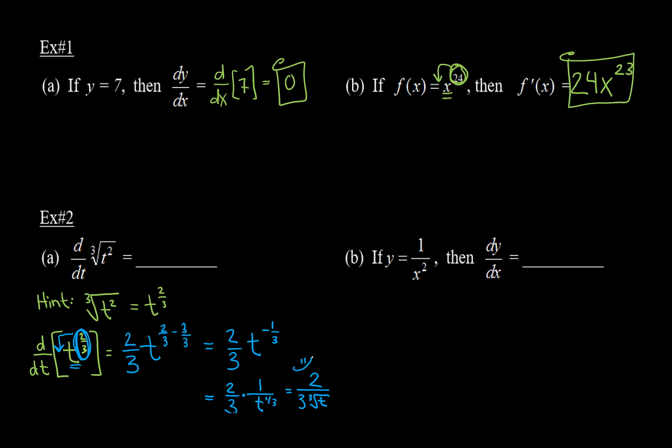So that's going to be my final answer. So I'm going to have 2/3 times the cube root of t. And then that ends up being my final answer.